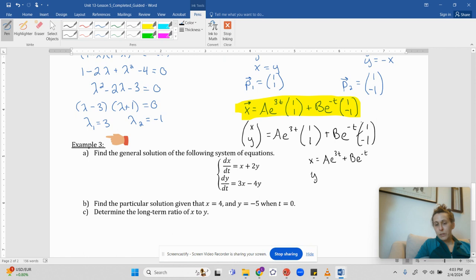And I also have an equation for y now: a e to the 3t minus b e to the negative t. So you can separate them. You don't need to, but you do need to understand that that's what this does mean. It is an x and a y. In the next problem, we'll look at how to find those coefficients a and b.